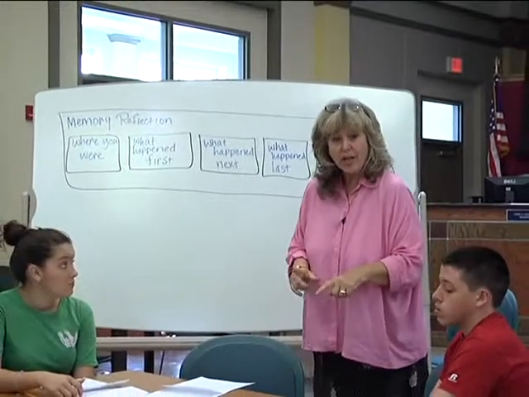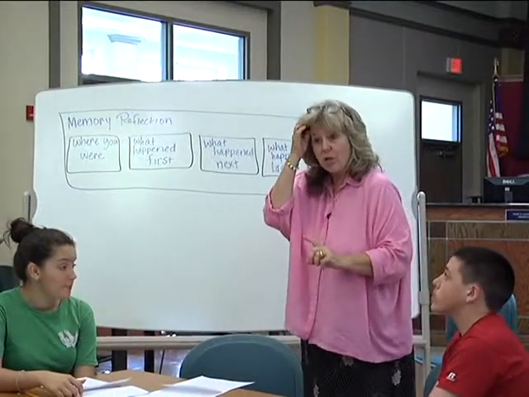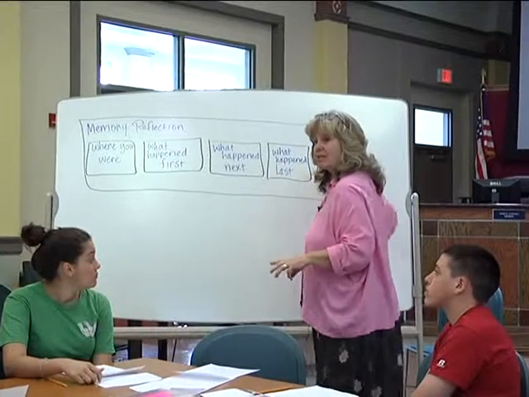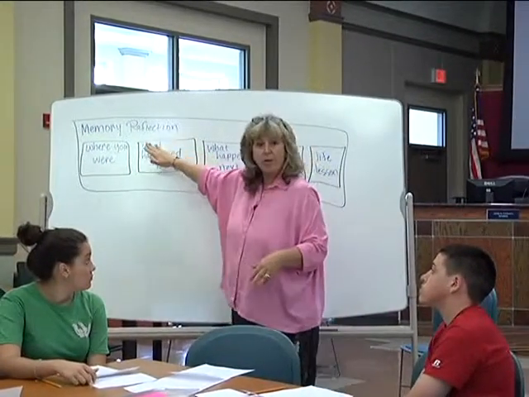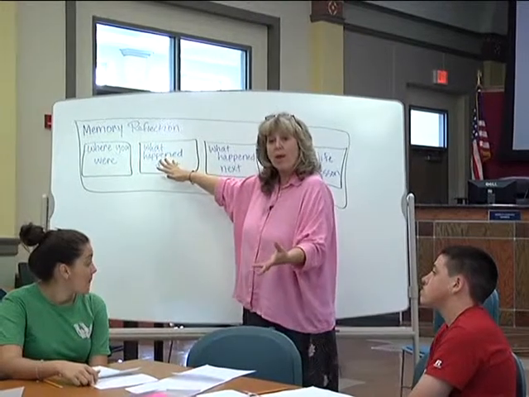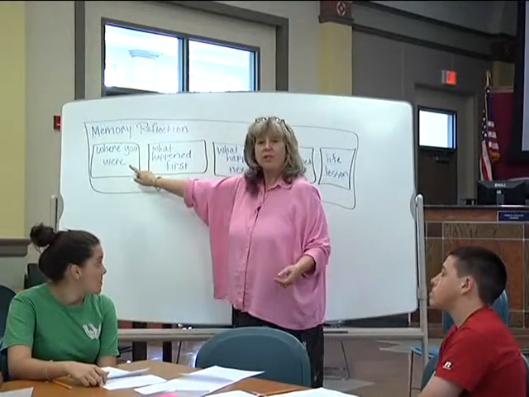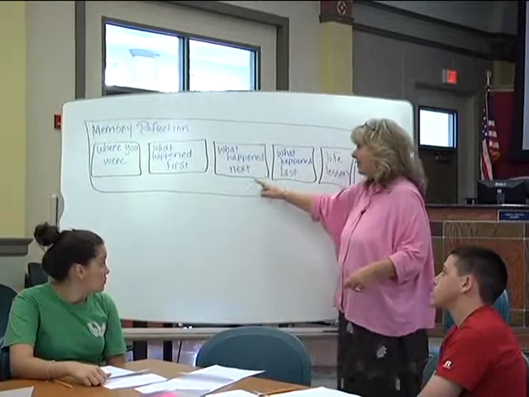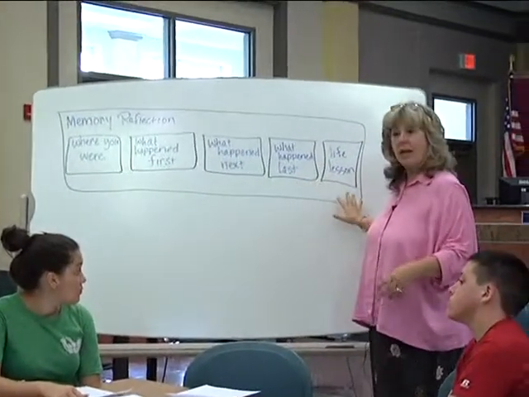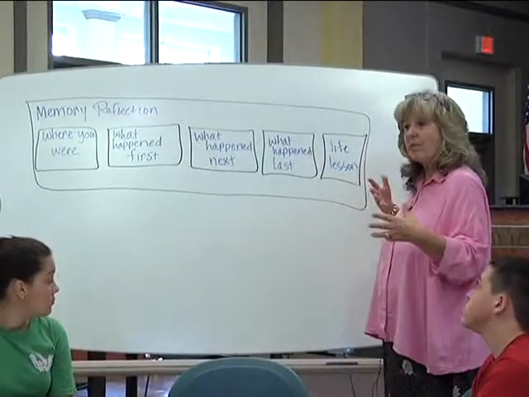You've all written a kernel essay now. Let's look at what structure we used. This is the structure. It's like a plan for what we wrote. It's called memory reflection. This is one way to write a memory, by telling first where you were, what happened first, what happened next, what happened last, and a life lesson, or as you said, something that we learned.